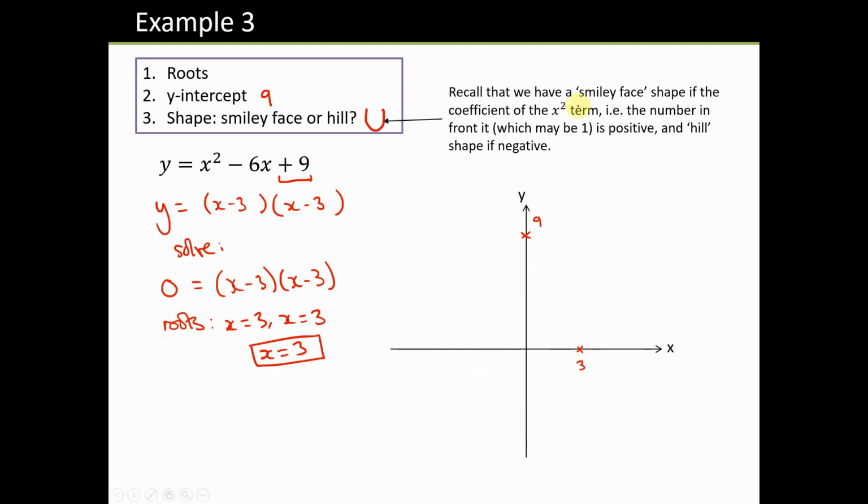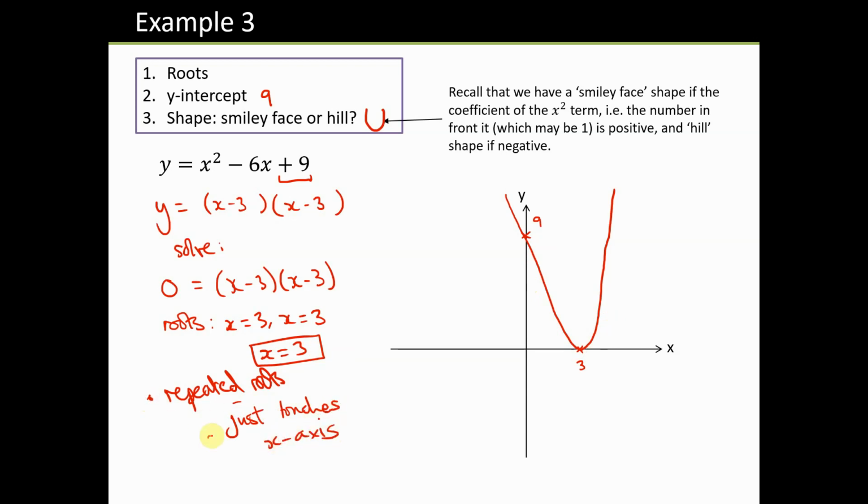When we have something like this, this is called repeated roots. You have the same number twice, it's just going to touch the axis. So I'm going to come down here, cross through my 9, and it's just going to touch here and move up again. And that's because we don't want it to cross the x-axis twice. Our solutions are always on the x-axis. And we only want it to touch it once at 3, so it's going to just touch. So it just touches the x-axis. So that's a key thing to remember.